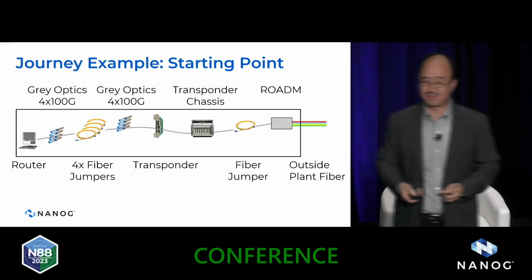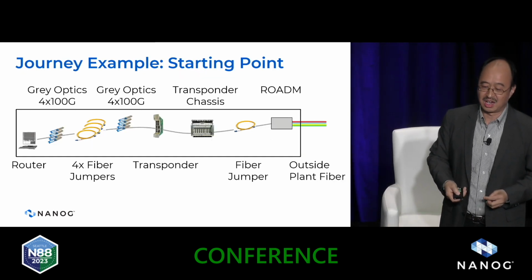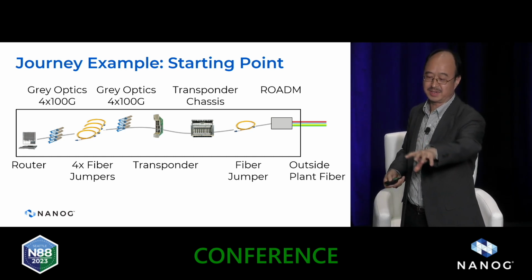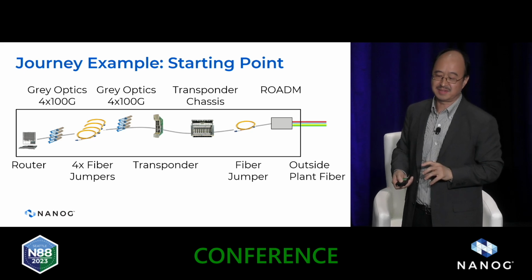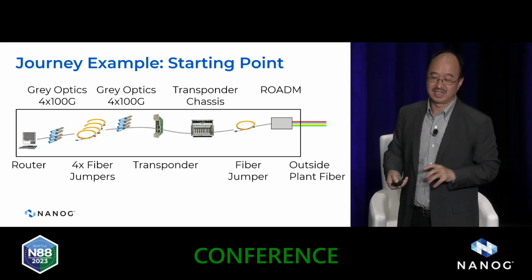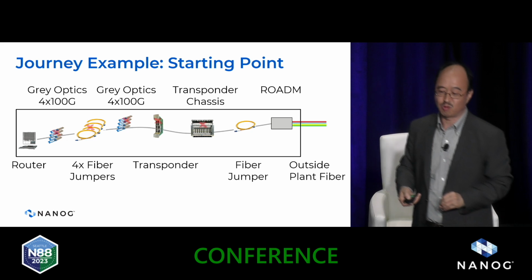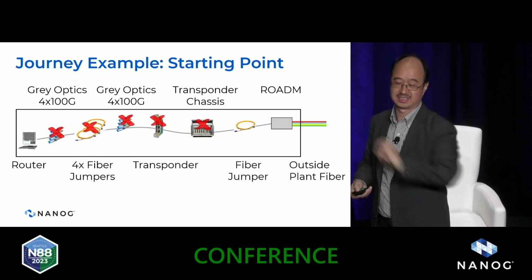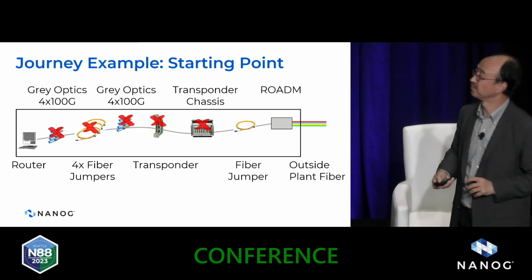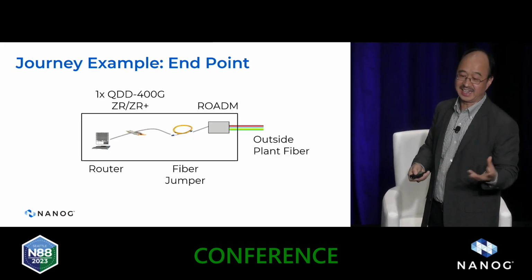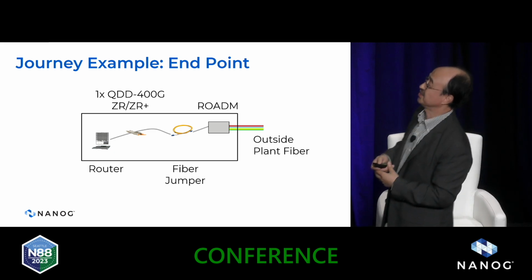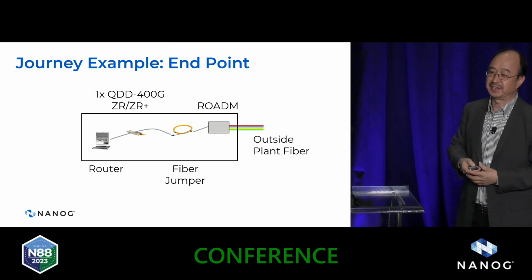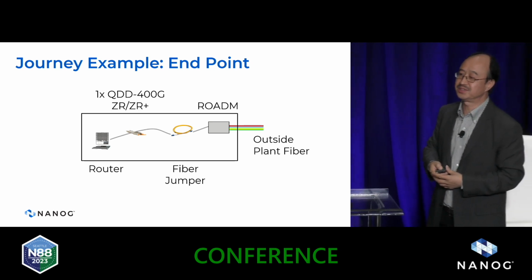Here's a quick example looking at the 4x100 gig with the routers connected to the transponders to the outside fiber plant. With this example specifically, we will be able to eliminate a number of these components from the network. What you're going to get is a much simplified architecture with routers directly connected to the DWDM transport through digital coherent optics.